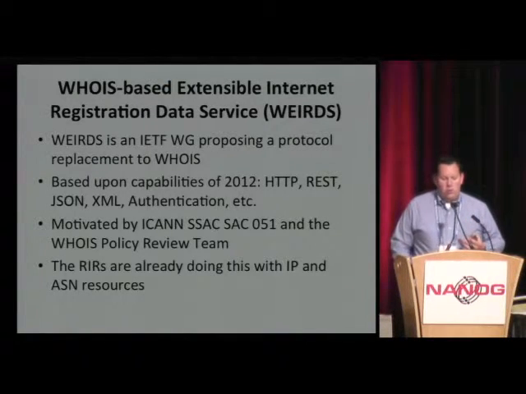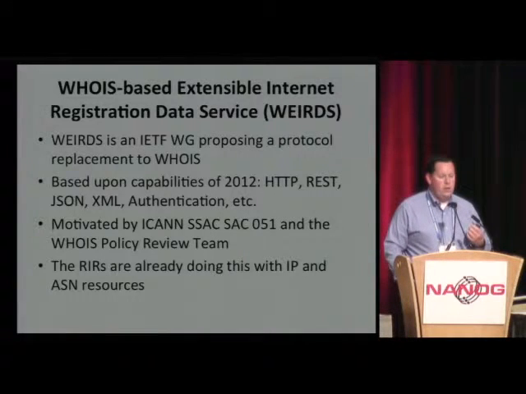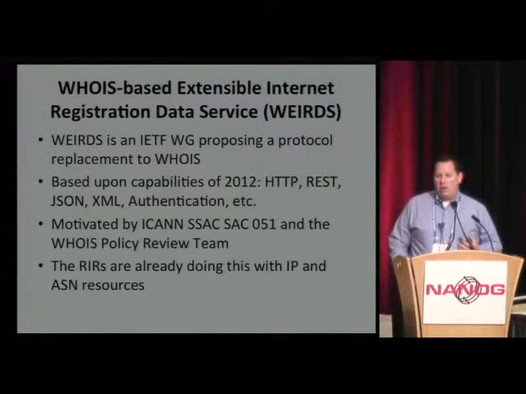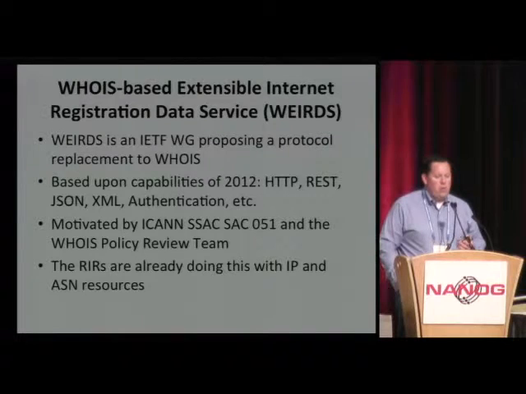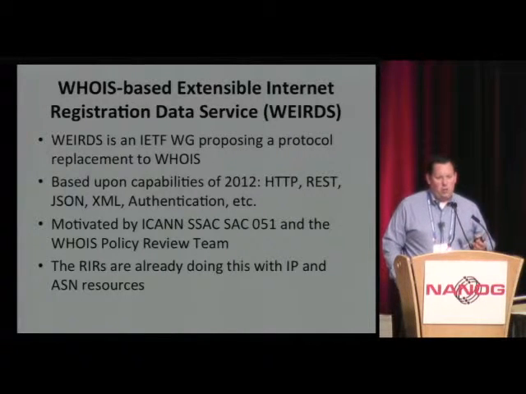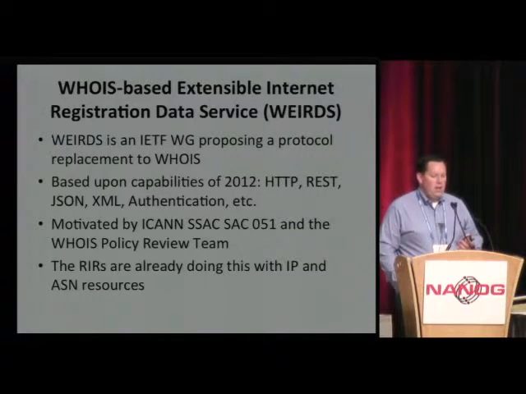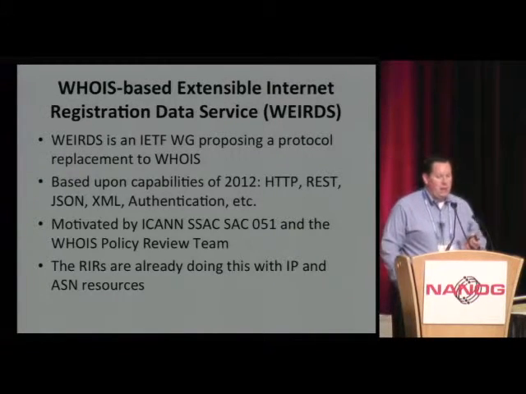The IETF has a working group that's working on something called WEIRDS, and WEIRDS really draws upon a lot of the work that's already going on at the RIR level, particularly in ARIN and in the RIPE regions, with bringing modern protocol capabilities to WHOIS. So essentially forklift upgrading this raw text-based socket protocol to things that use HTTP, REST, JSON, XML, and have things like authentication in it, class of service. And ultimately, a lot of this work has been motivated by ICANN's Security and Stability Advisory Committee, their report SAC 051, as well as the output of the WHOIS policy review team.